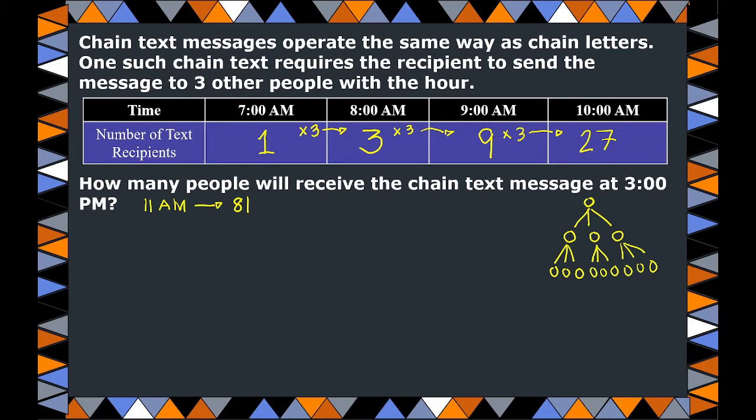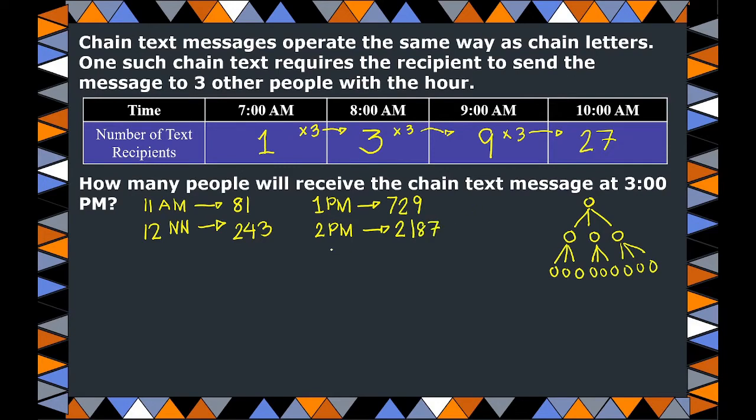Now, next, at 12 noon, how many people will receive the chain text? That is 81 times 3. You will get 243. Let's continue. At 1 p.m., how many will receive the chain text? 243 times 3, you will be getting 729. At 2 p.m., I will multiply 729 by 3.